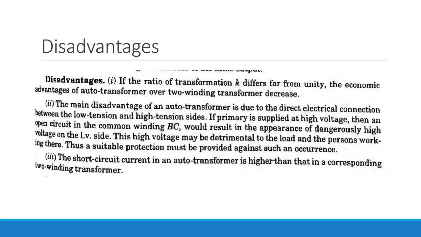We have seen that in case of an auto transformer there is one winding. Basically there is no isolation between primary and secondary. So this is the major disadvantage, or you can call it the main disadvantage of auto transformer. What would happen is that high voltage is going to appear directly on the secondary side.